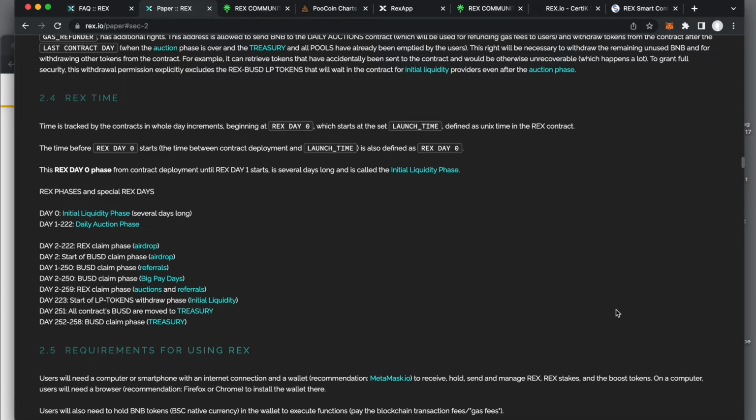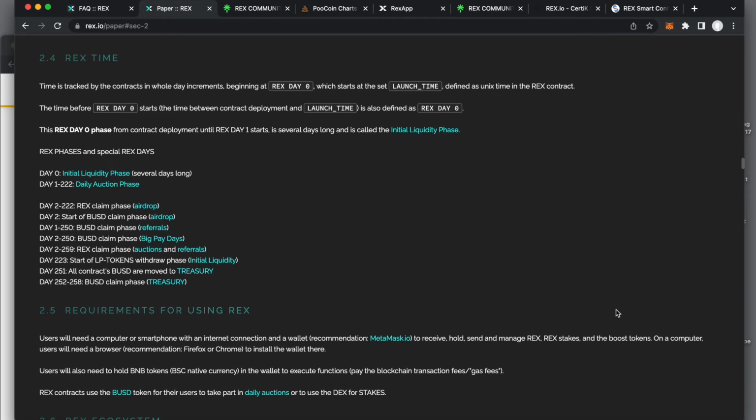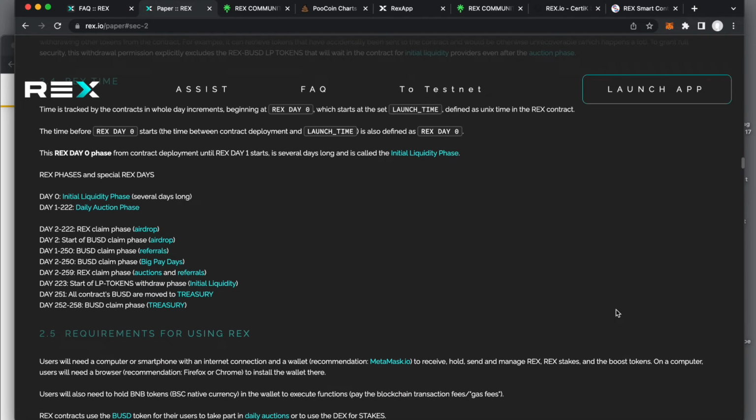Okay, Rex time. Time is tracked by the contracts in whole day increments beginning at Rex day 0, which starts at the set launch time defined as Unix time in the Rex contract. The time before Rex day 0 starts, the time between the contract deployment and launch time, is also defined as Rex day 0. So Rex day 0 is a lot more than a day. It's all the time before the contract actually starts. So the Rex day 0 phase is the initial liquidity phase, which we have already spoken about. And there are other phases then in Rex time that have some important characteristics.